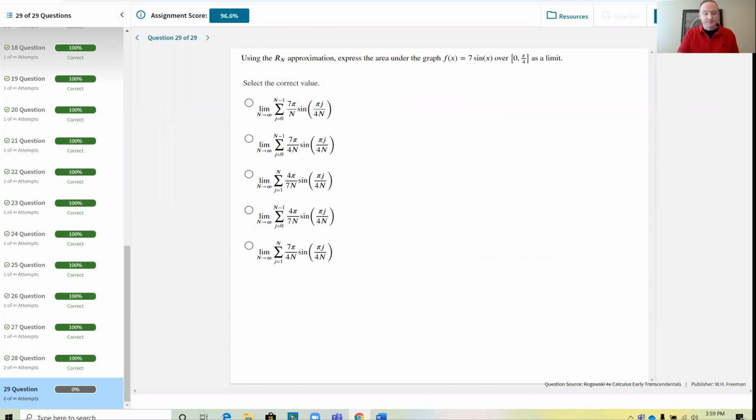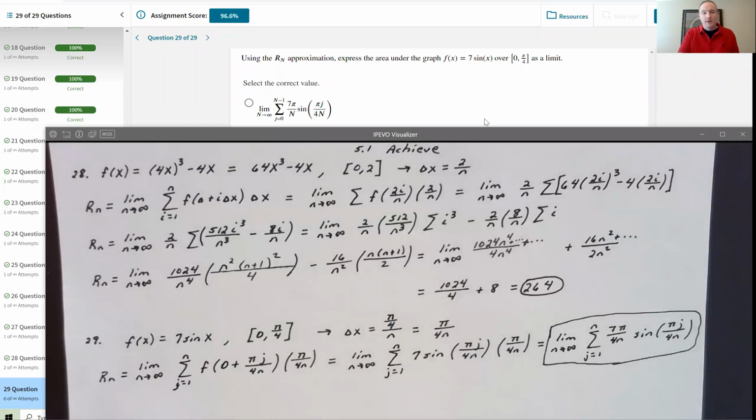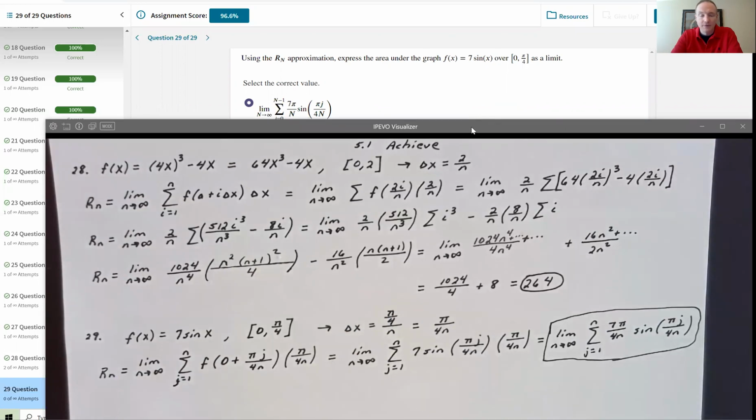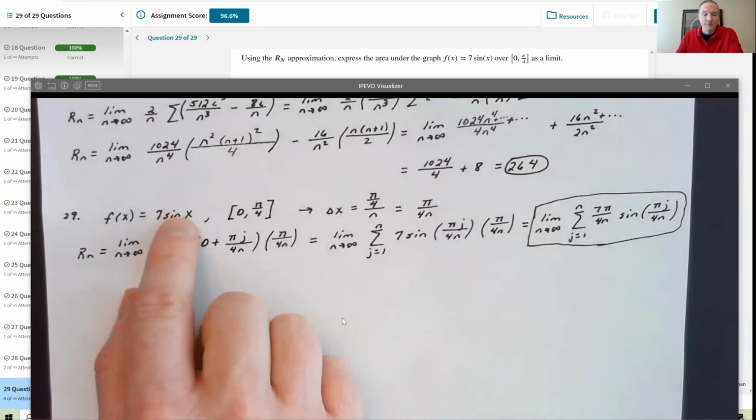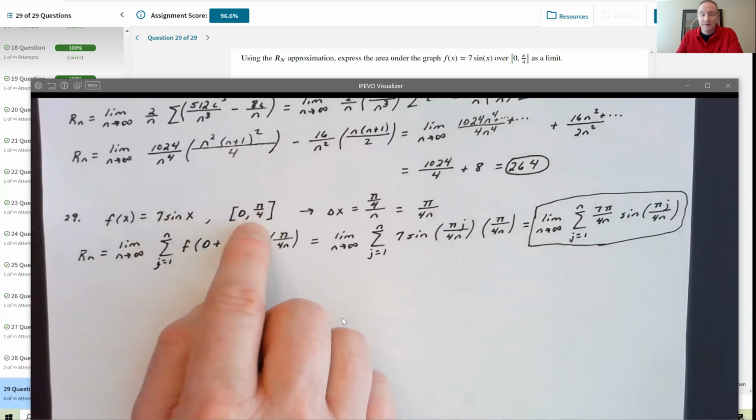The last one here, when I'm looking at it, it's asking me to express f of x is equal to 7 sine x over the interval 0 to pi over 4 as a limit. So it's giving you multiple choice answers here, and I've accidentally selected one, but I haven't saved it, so that's okay. But when we're looking at how to work this, the way I thought about it is as follows. Here's your function, the interval that we're trying to find the area under.